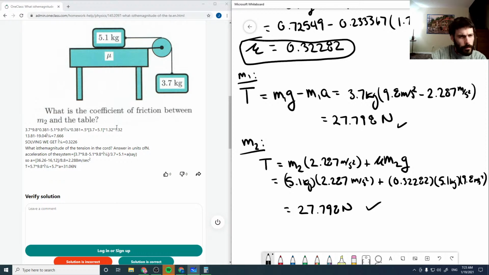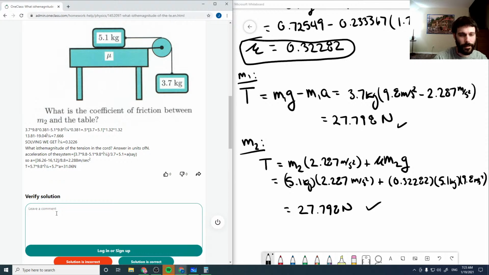Okay, so we get 0.326, so I believe that's the coefficient of friction. And acceleration of the system is A, which comes out to be 2.288, so that looks good. But then the tension comes out to be 31, which is strange. So the tension should be 5.7, so they used the wrong mass.